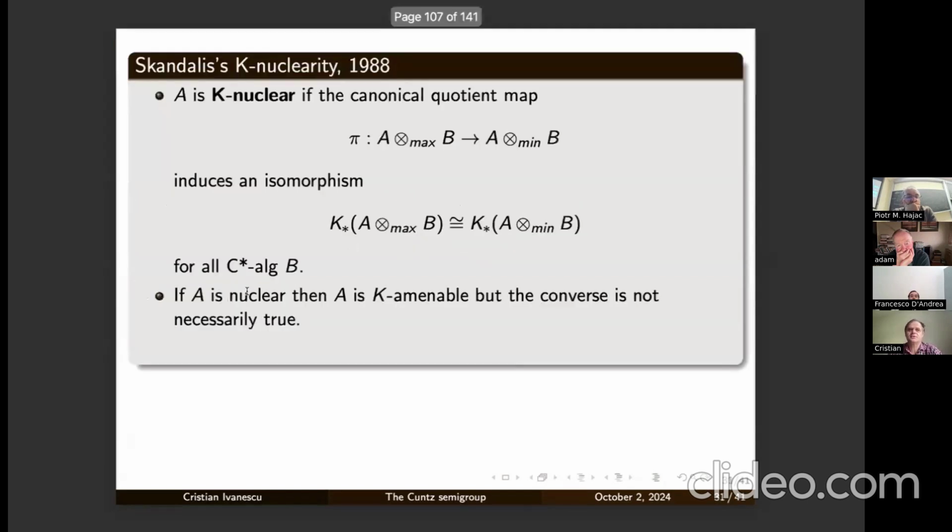Similarly, Skandalis defined what is called K-nuclear. He defined it as follows: A is K-nuclear if the quotient map going from the maximal tensor product to the minimal tensor product induces an isomorphism between the corresponding K groups for all C*-algebras B. So you say that A is K-nuclear if this is true for any C*-algebra B. Again, it's obvious that if A is nuclear, then A is K-nuclear, but the converse, again, is not true. The example would be the full group C*-algebra of F2.